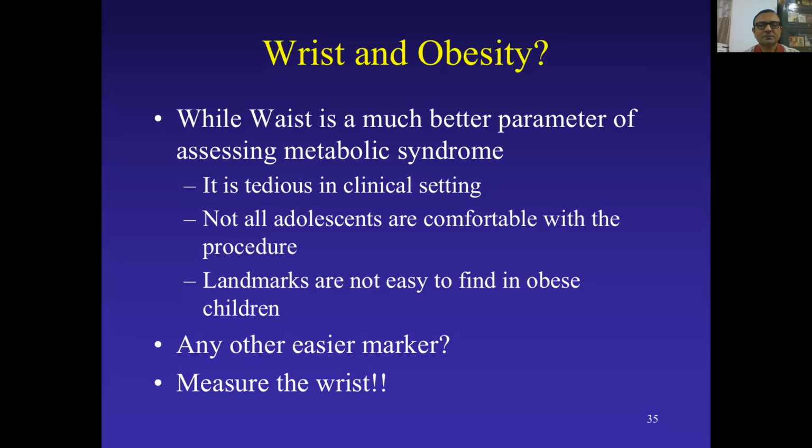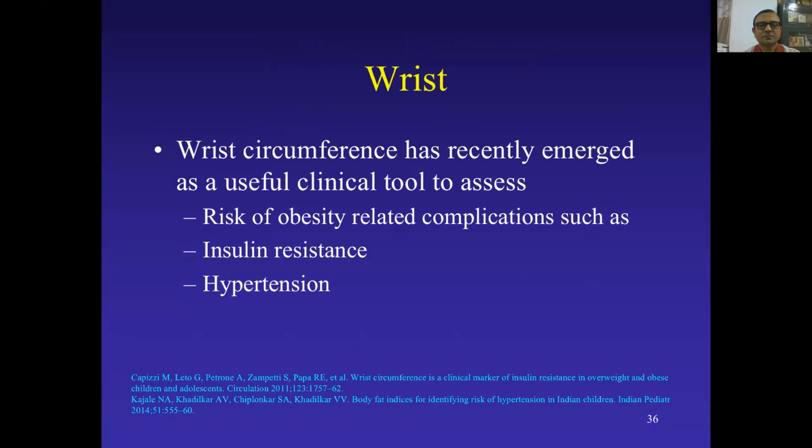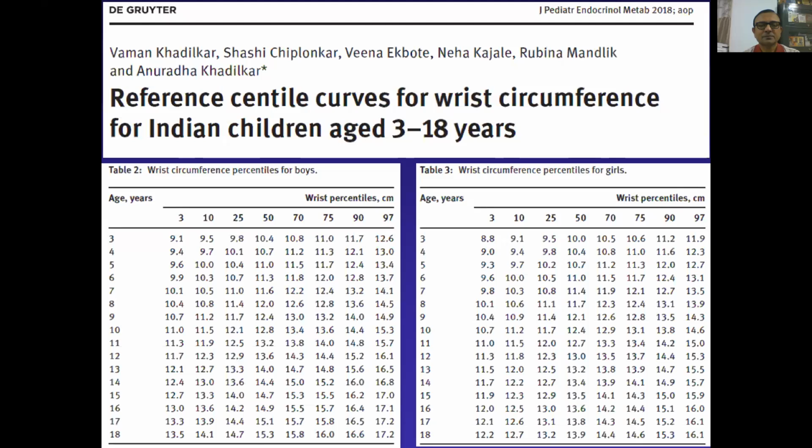Now, in a school setting or even in a busy clinic setting, lifting the pinafore of an adolescent girl can be difficult. So is there any other surrogate marker that we can use other than waist circumference? Wrist actually works as a very good surrogate marker of insulin resistance and hypertension. So if you use wrist just to screen a child, we have now established the wrist circumference percentile for Indian children and the same parameters here.